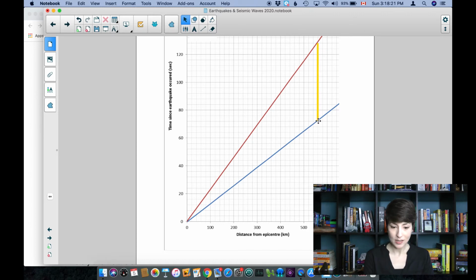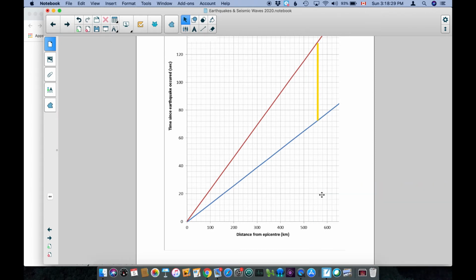This location in my time travel graph represents when the P and S wave are spaced by about 55 seconds. Reading down, I can see that this occurs only if I'm 560 kilometers away from the earthquake. Therefore, I'm 560 kilometers away from my earthquake.